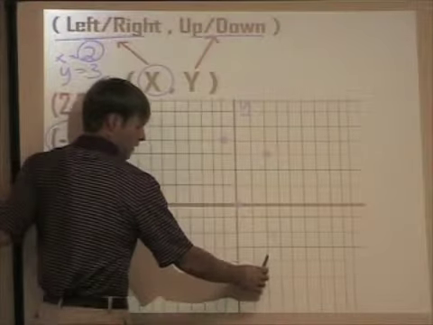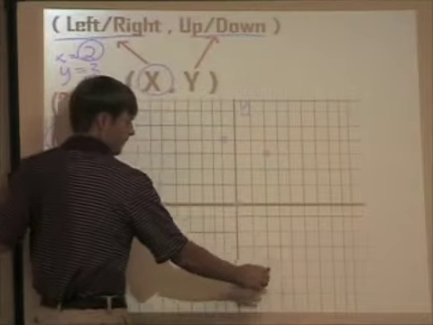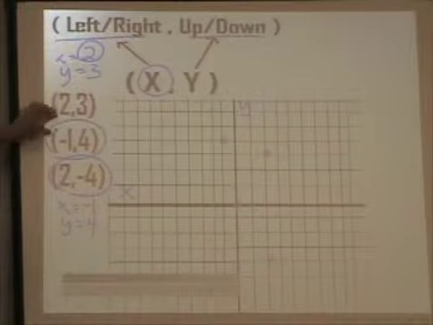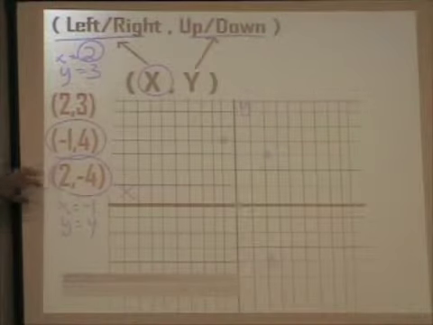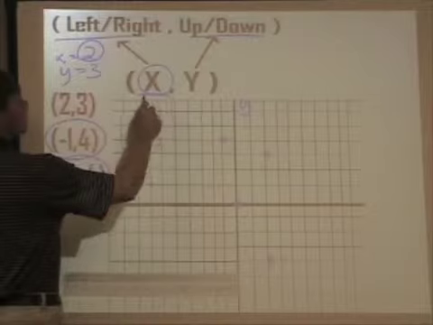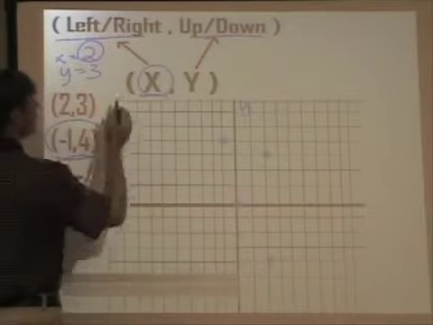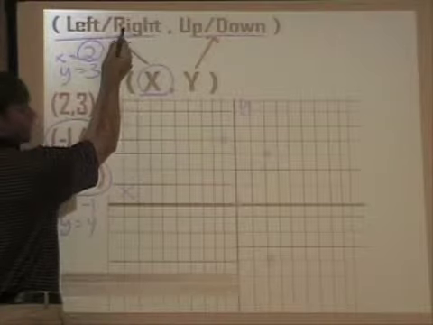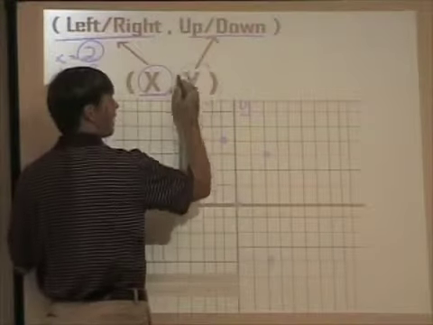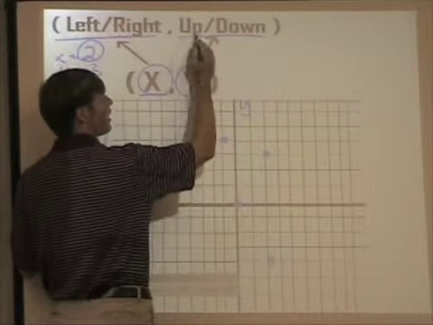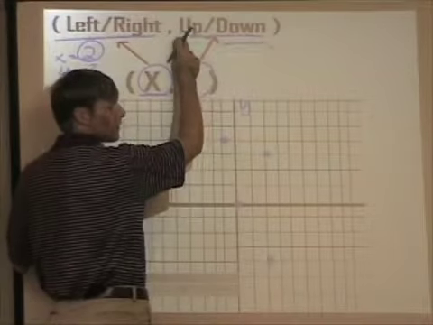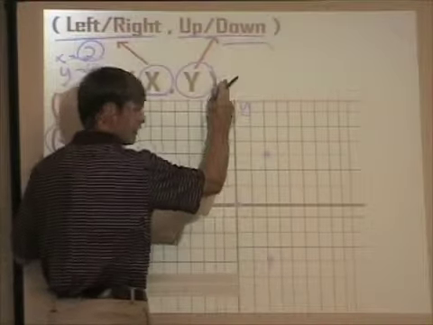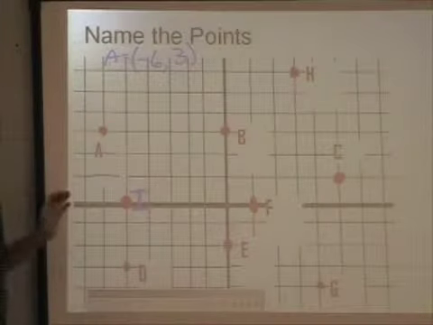1, 2, 3, 4, right there. So you just plotted these 3 points, understanding that the x-coordinate tells you to go which direction? Left or right. You go left if it's negative, right if it's positive. The second one, the y, tells you to go up or down. Up if it's positive, down if it's negative. Good job. Tell me what each point is, okay?